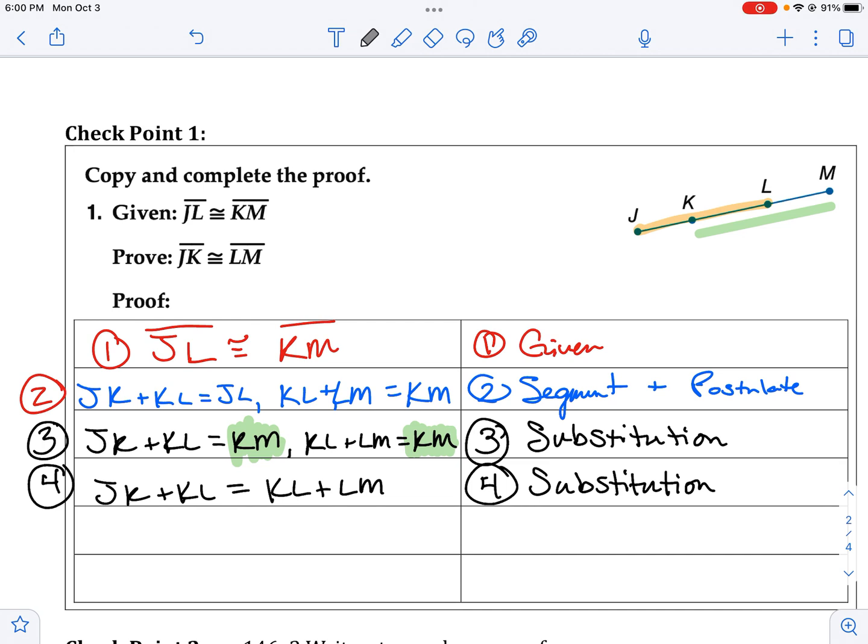In my final step, I want to get JK and LM together. Well, I've got JK, I've got LM, but I need to get rid of this KL. Luckily, there's one on both sides. I can subtract that KL from both sides.